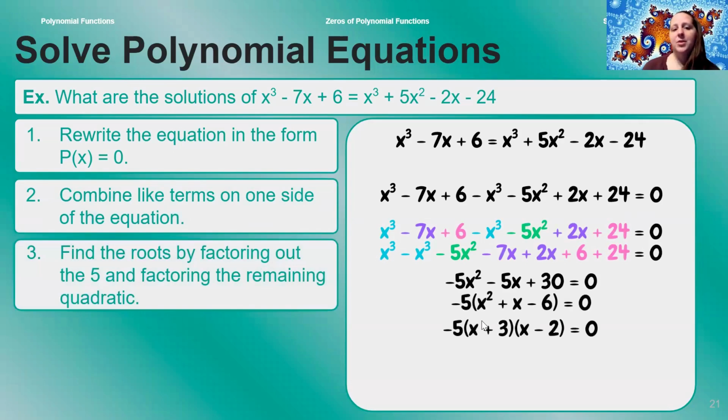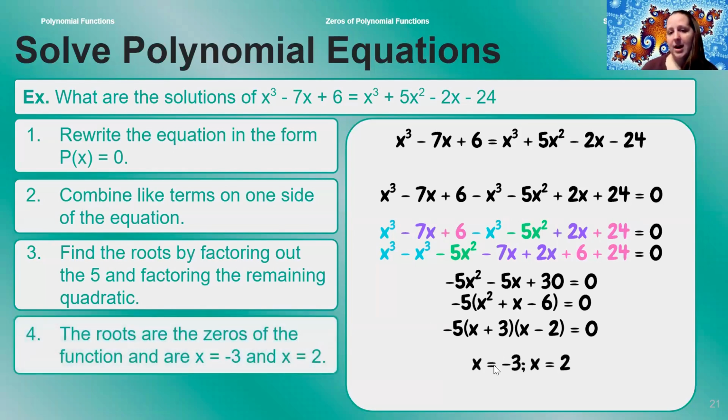I can then find the roots. In this case, I'm going to factor out a 5 or a -5. So I get -5 times x squared plus x minus 6. And then I can factor x squared plus x minus 6. You can do this by realizing that 3 times -2 gives me -6, and 3 plus -2 gives me +1. You can use the quadratic formula if you would like to, -b plus or minus the square root of b squared minus 4ac, divided by 2a. It'll give you the same results. The roots in this case are x equals -3 and x equals 2.